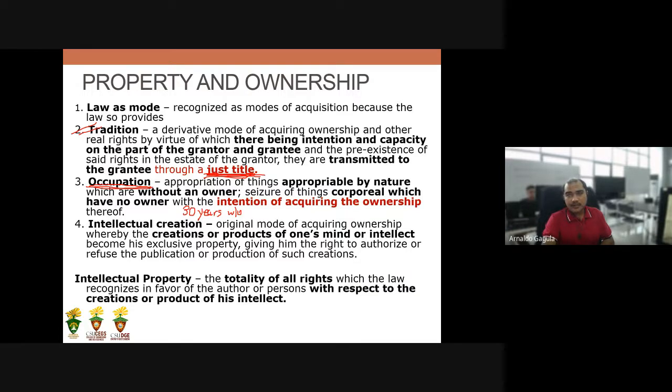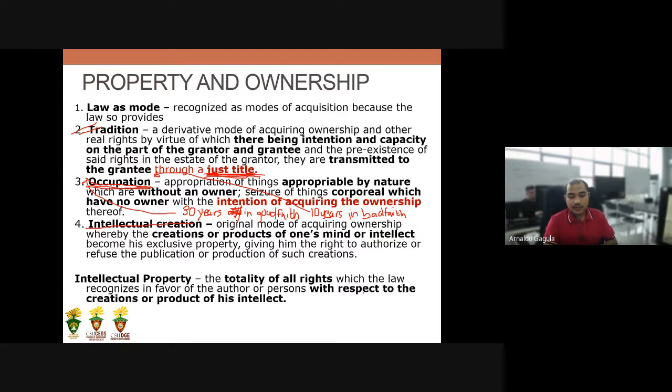Without any other person claiming it, or 30 years in good faith. Good faith means there is no other owner who claimed the land you cultivated. So you can acquire it through occupation. And it can also be 10 years, if I'm not mistaken, but please correct me, 10 years in bad faith. Bad faith means there is a person claiming it, but you still occupy it. If you hold the land for 10 years, you can acquire it through occupation.